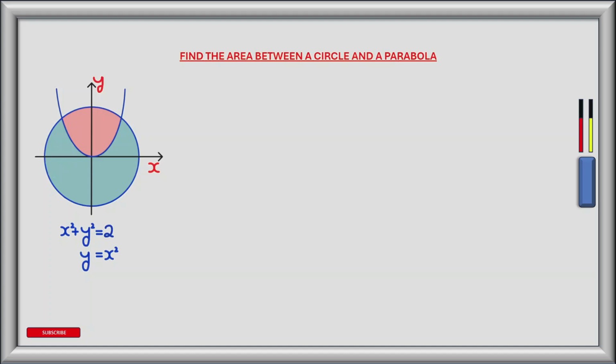In this exercise, I'm going to be showing you how to calculate the area between a circle and a parabola using double integrals and polar coordinates. I'll demonstrate how to define the region in terms of integrals, and if you stick around until the end, I'll show you how to evaluate the integrals.